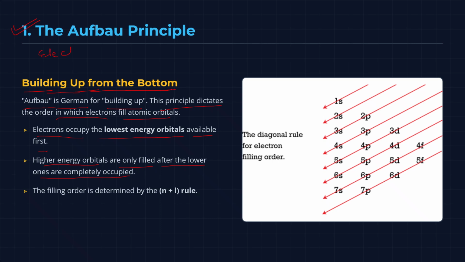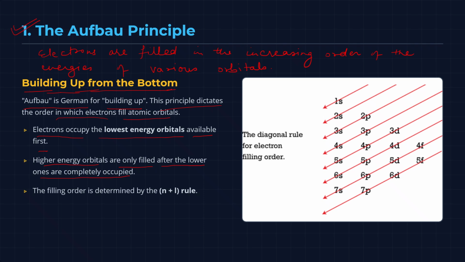What is this principle? This principle shows that electrons are filled in the increasing order of the energies of various orbitals, right? Energies of various orbitals means this principle tells us that electrons will be filled in lower energy orbital first, and then it will be filled in higher energy orbital. Then after that, in the next higher energy orbital, electrons will be filled.